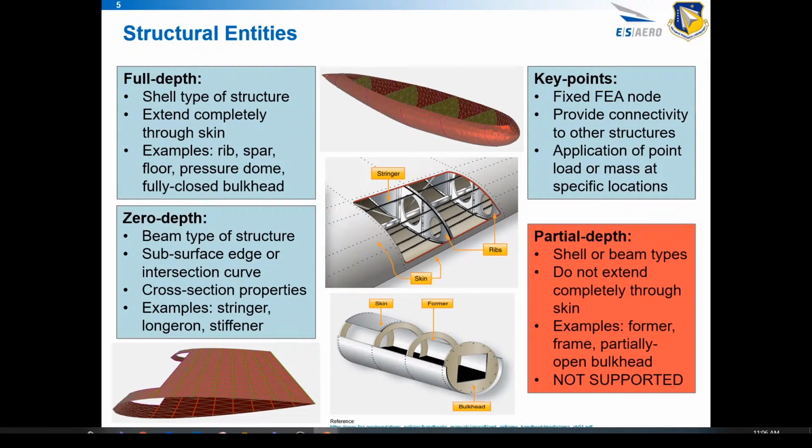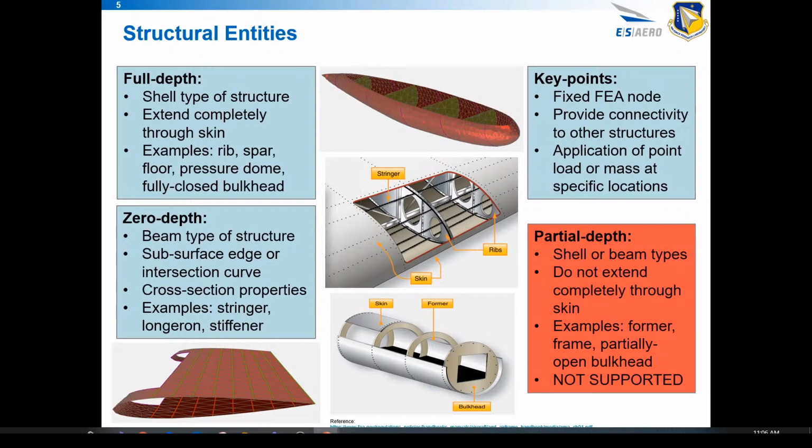So the structural entities that we support, we have full depth entities. Those are ones that pass completely through the OML. Examples are ribs, spars, floor, bulkhead, things like that. And those are a shell type of structure. We then have zero depth. Those are things like stringers, stiffeners, longerons. They have cross-sectional properties associated with them. And they take the form of subsurface edges or intersection curves, and they're represented as beam types. So we have shell and beam types, and then we also have key points.